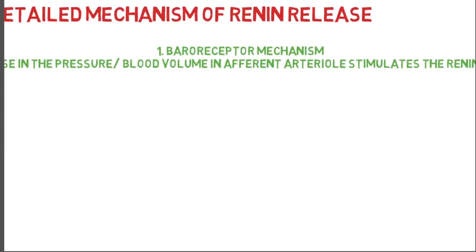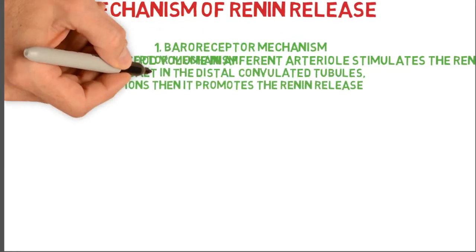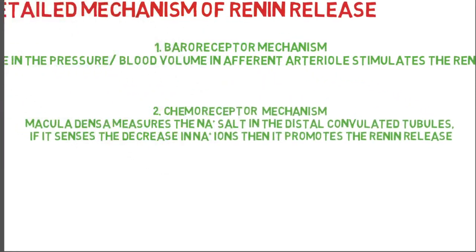The second type of mechanism is called the chemoreceptor mechanism. Macula densa, which are situated near the distal convoluted tubules, have a unique role of measuring sodium ions. If there is a decrease in the sodium ions in the distal convoluted tubule after the filtration, it senses that and stimulates the release of renin.